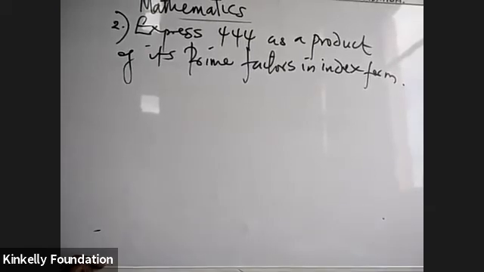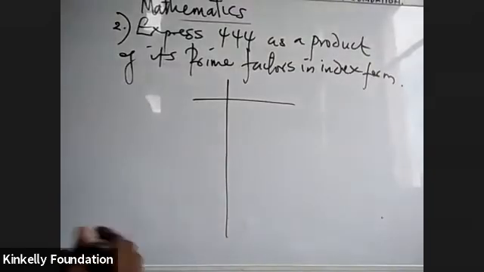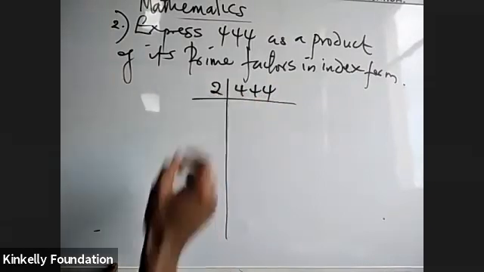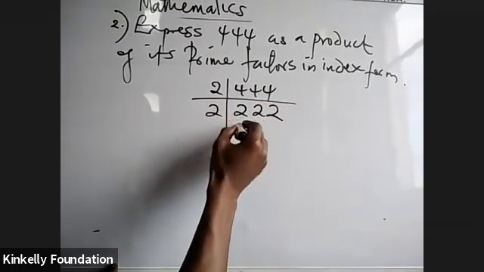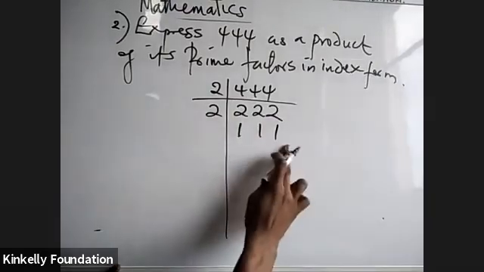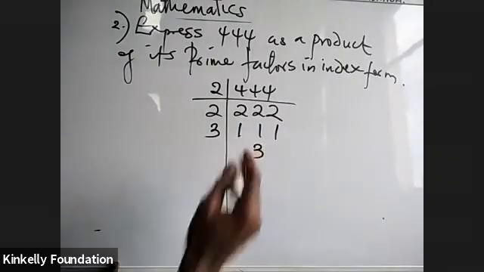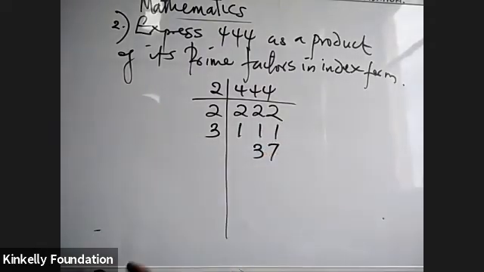When you are asked to express 444 as a product of its prime factors in index form, the first thing you do is to divide through. We have 444. Since this is an even number, start with 2. 2 divides this to give us 222. 2 divides this to give us 111. 3 can divide this number. 3 divides 111 to give us 37. And 37 is a prime number. No number can divide it.